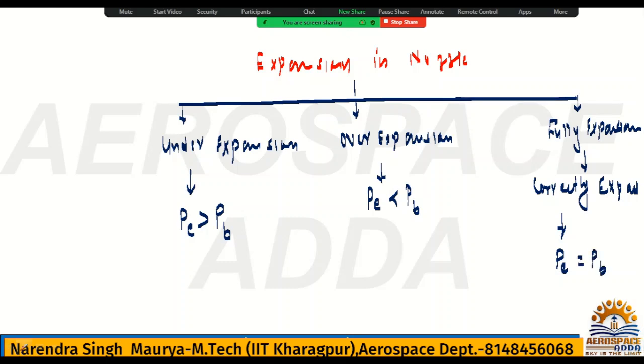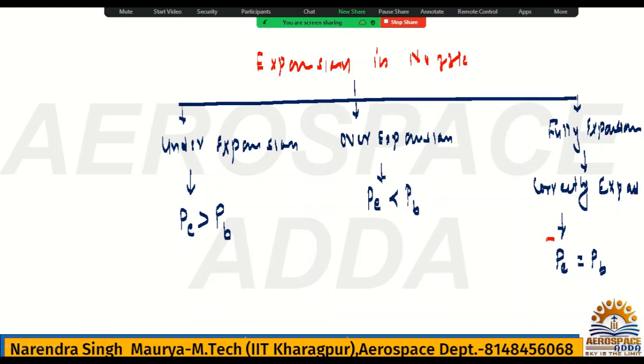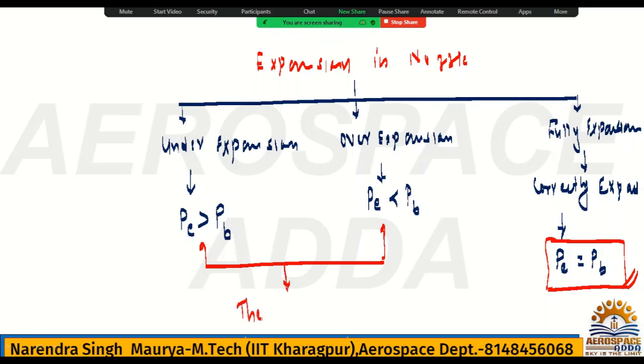So, many numerical questions are asked based on this. They will use the words fully expanded or correctly expanded, so that means PE is equal to PB. The other two are theoretical questions; you are not able to solve numericals based on those, but they will ask theory questions. And this is the numerical point of view, which is very important.